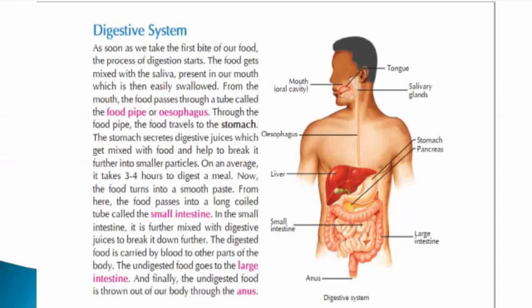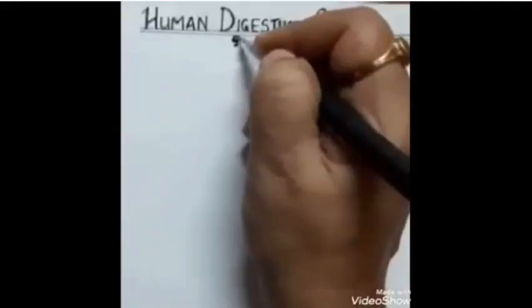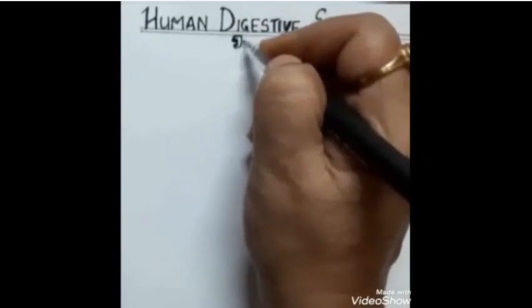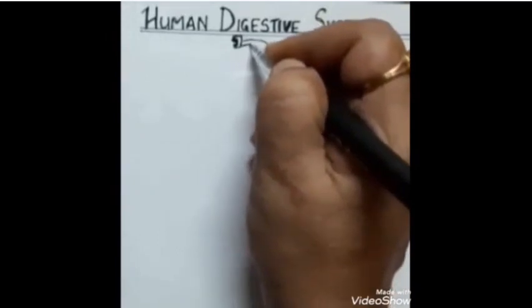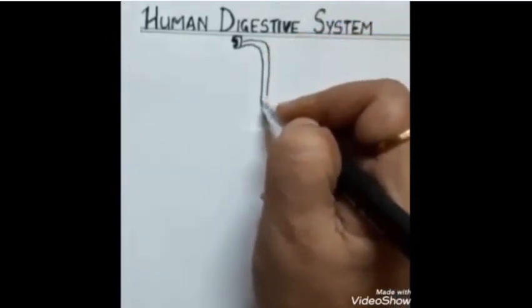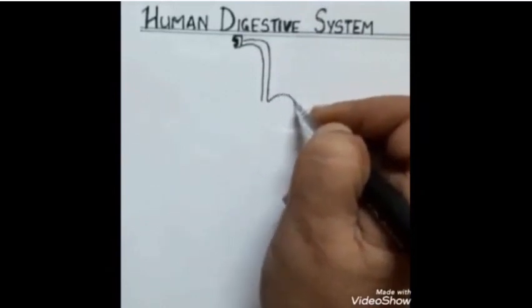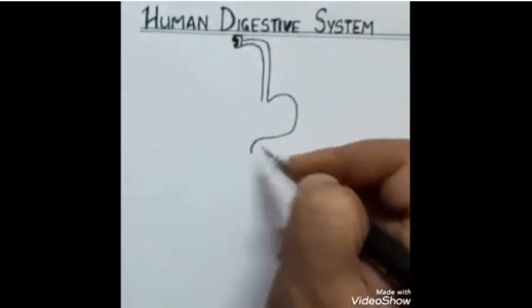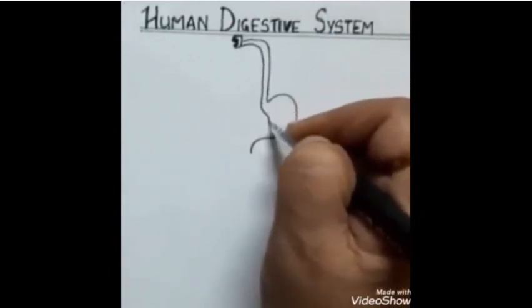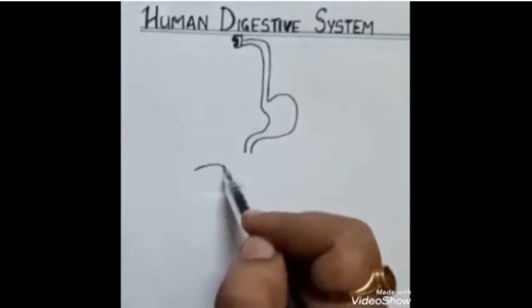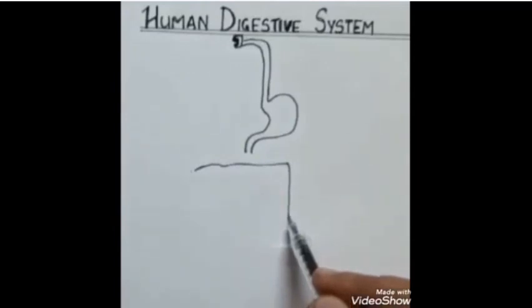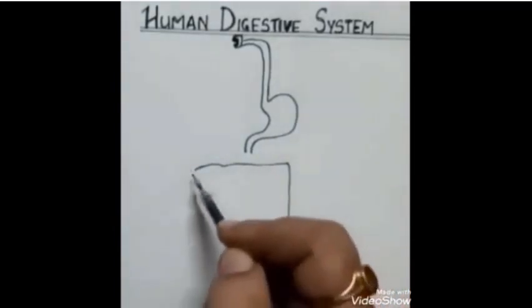Take out your sheet and pencil. Let's start drawing. First, we'll give an outline of the mouth. Now, we'll draw a long food pipe like this. And this food pipe is connected to a hollow muscular stomach. Now we'll give an outline, a square outline of the large intestine like this.